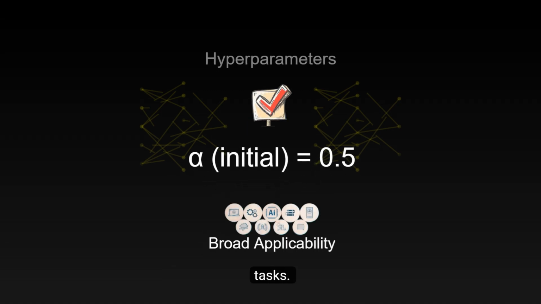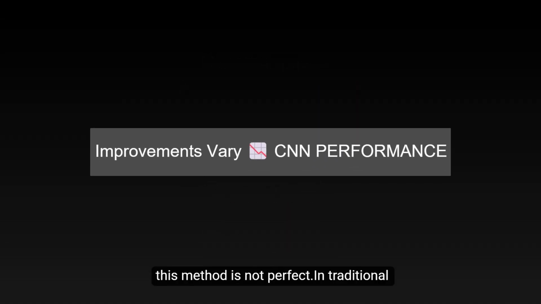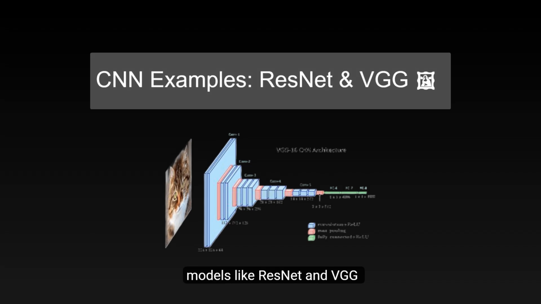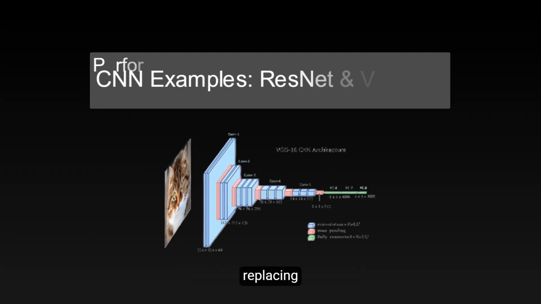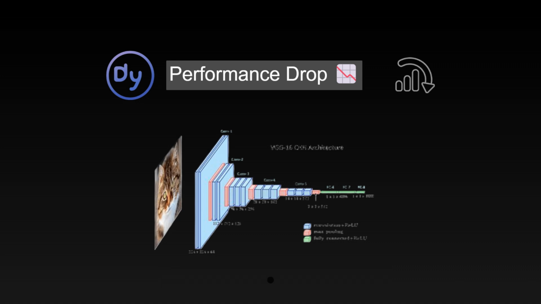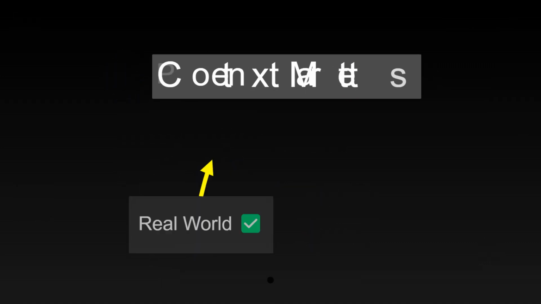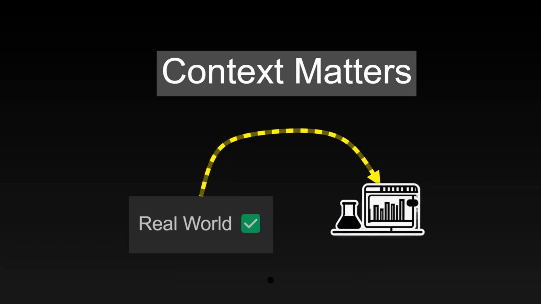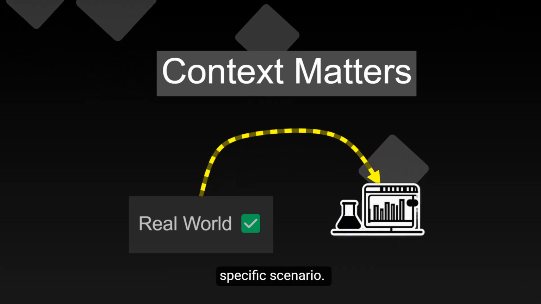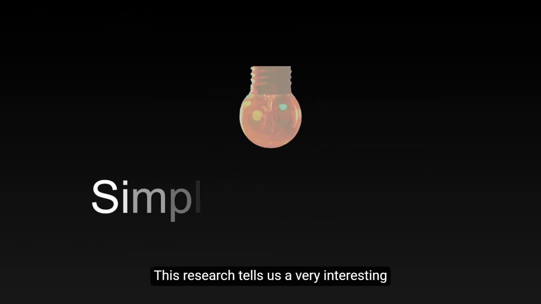Of course, this method is not perfect. In traditional CNNs, convolutional neural networks, such as the old-timer models like ResNet and VGG, replacing batch normalization with DyT results in a certain performance drop. This result also reminds us that in practical applications, we should choose the appropriate technical solution based on the specific scenario. This research tells us a very interesting truth.